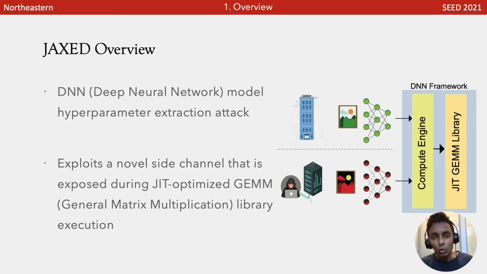So JAXED in one simple sentence is a deep neural network hyperparameter extraction attack. When we say hyperparameters, we usually refer to the number of layers, number of filters in a layer, kernel size, etc. And DNN operations are performed using highly optimized matrix multiplication libraries. And recently, we've seen a lot of research and development of just-in-time optimized GEMM libraries.